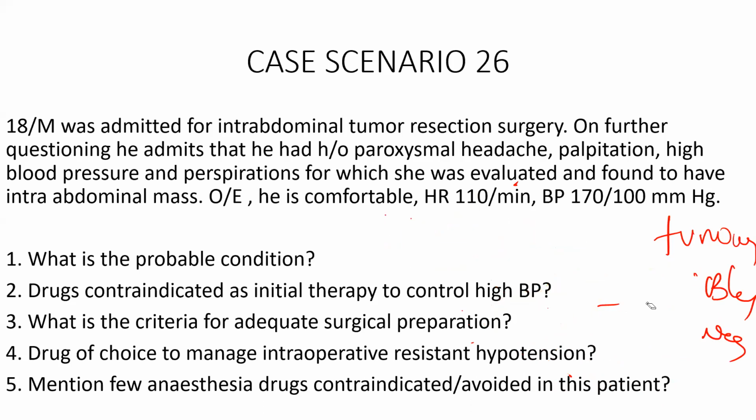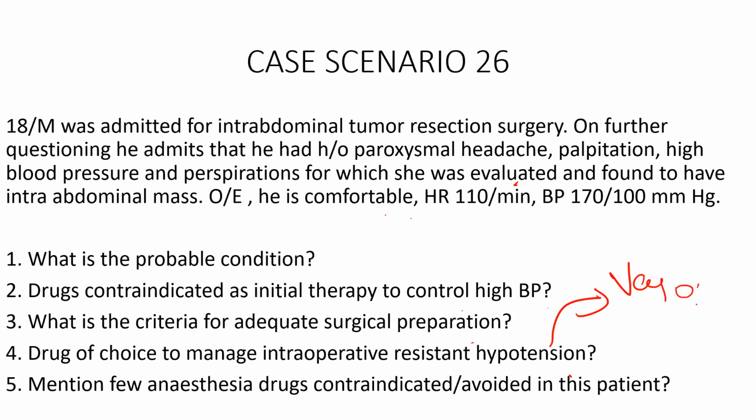If the patient is resistant to adrenaline and noradrenaline, what is the drug of choice for resistant hypotension? Sodium nitroprusside? That will produce hypotension. It is going to be vasopressin. So vasopressin is the drug of choice for resistant hypotensive patients.